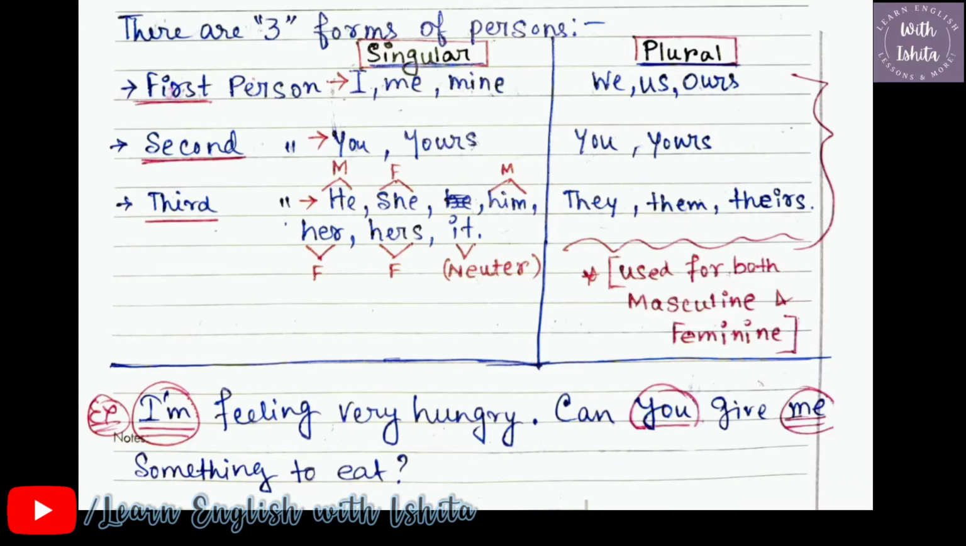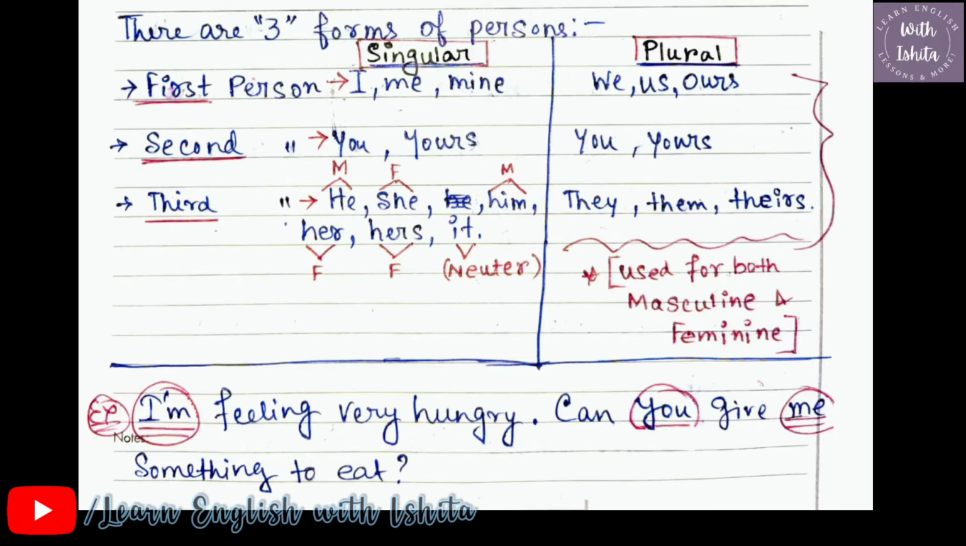And the third person in singular form we have to use he, she, him, her, hers and it. Here he is for male gender and she is for female gender. And for the plural sentences we can use they, them and theirs, that are used for both masculine and feminine gender.